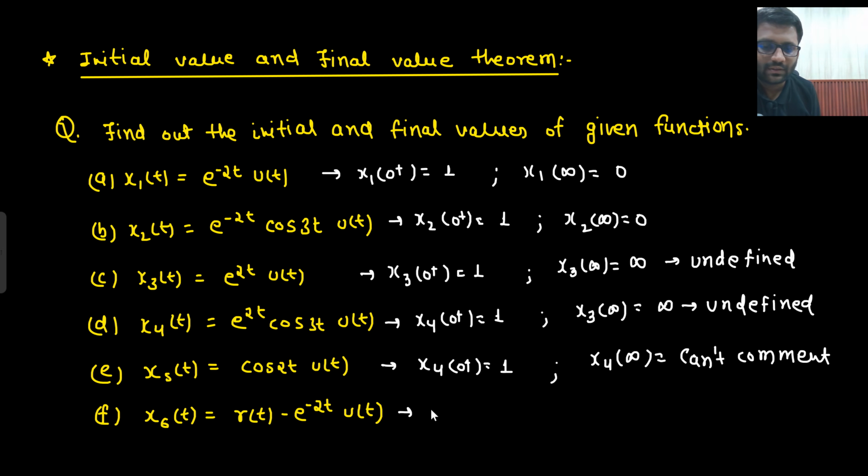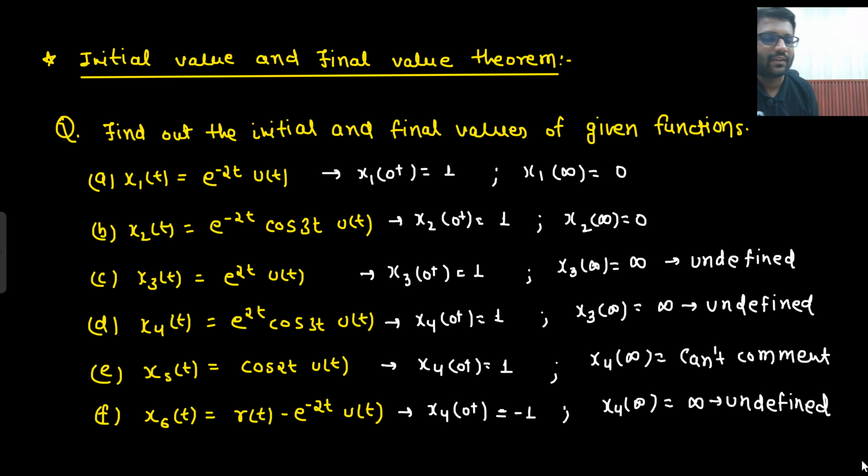What about this one? At t equals to 0 plus, this will give 0 and this will give 1. So the value is -1. But at infinity, what is the value? That would be infinity only. Because at infinity, this one will be 0, but at infinity, this one will be infinity. So infinity minus 0 will be infinity only. So this is also undefined. So this is the meaning of your initial value and final value.